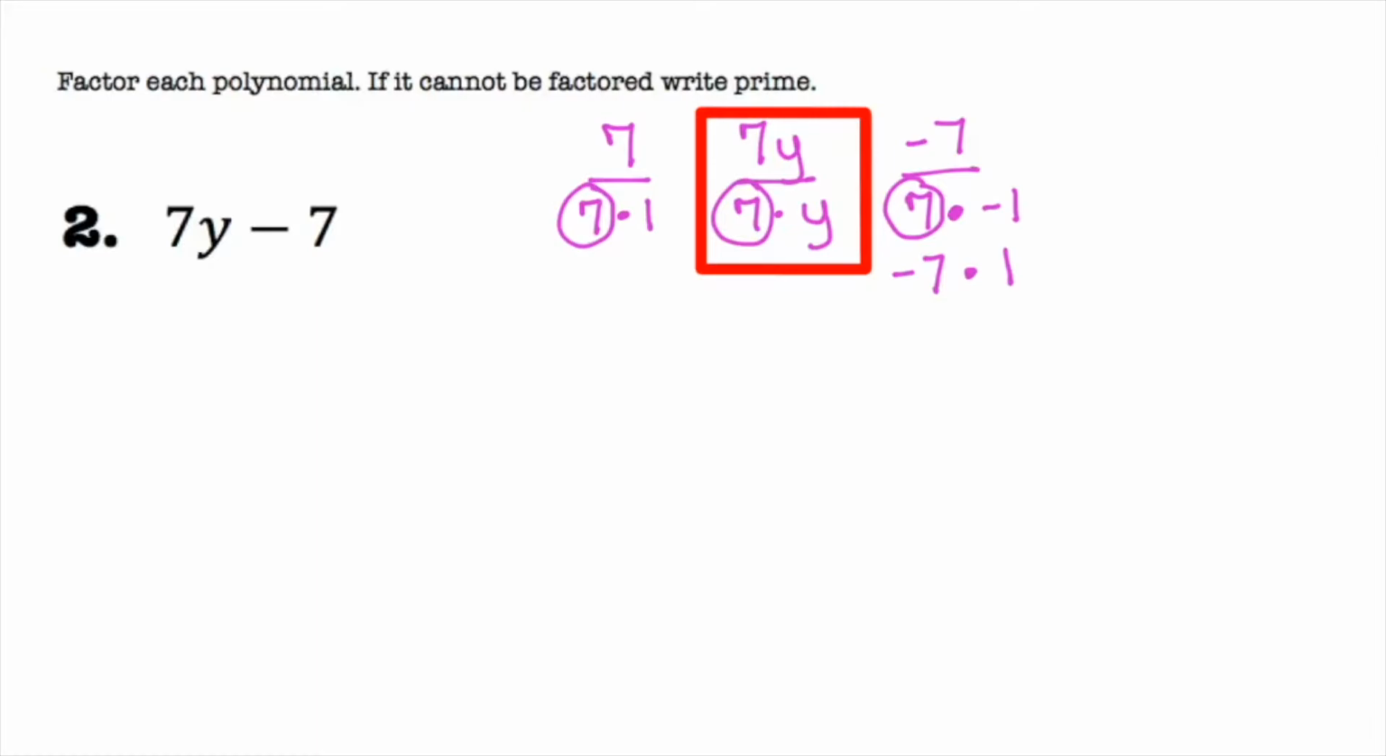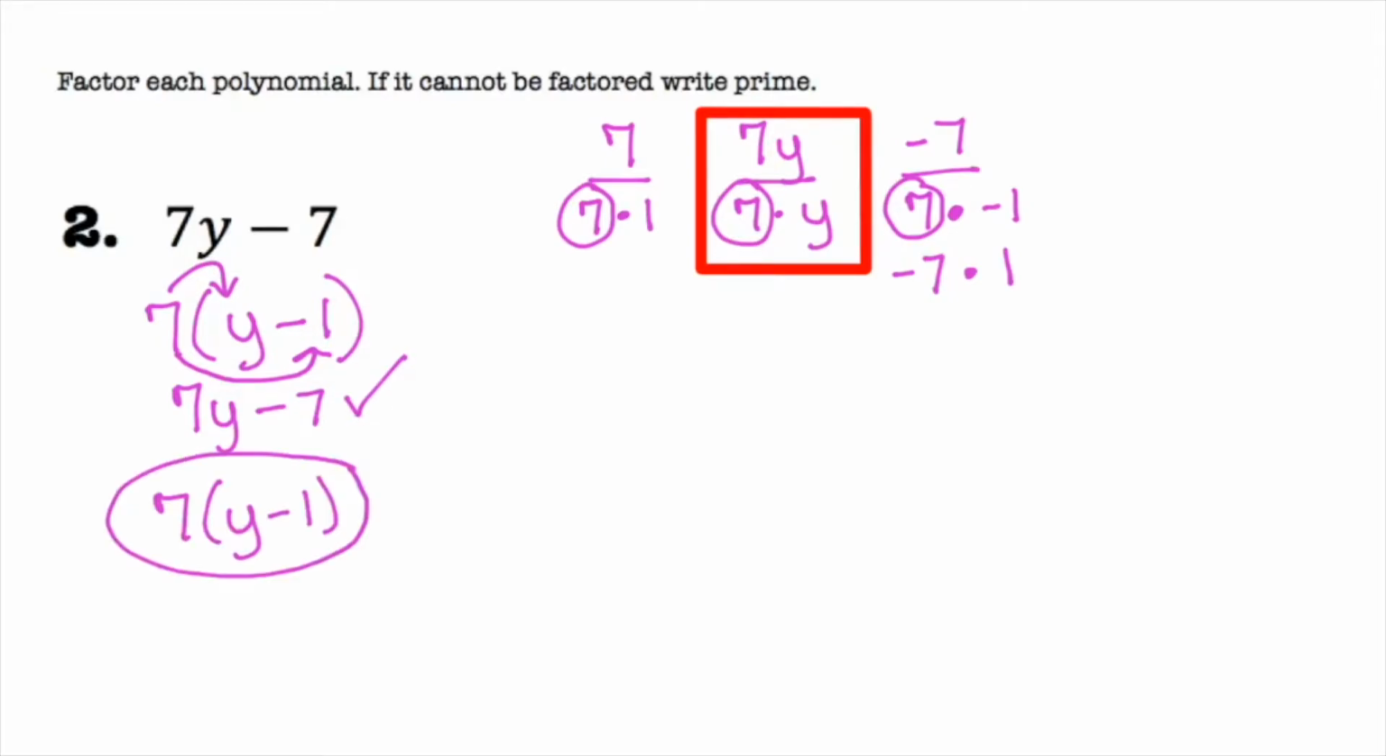So if we pull out 7, 7y divided by 7 would just leave us with y, and negative 7 divided by 7 leaves us with negative 1. And we can check our work by distributing. So 7 times y is 7y, and 7 times negative 1 is negative 7. So that checks out, so that means that's our answer after we pull the GCF out.